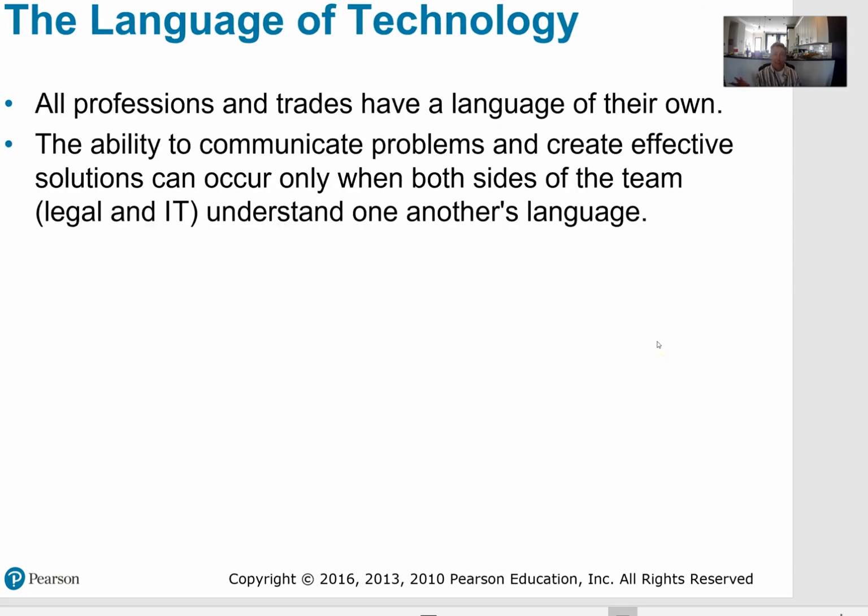The language of technology. Well, we all know that tech geek is its own language. And you sort of have to learn it so you can communicate with the IT people and understand their language as you translate your language into theirs.